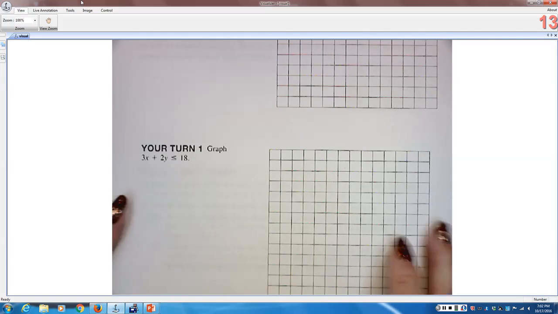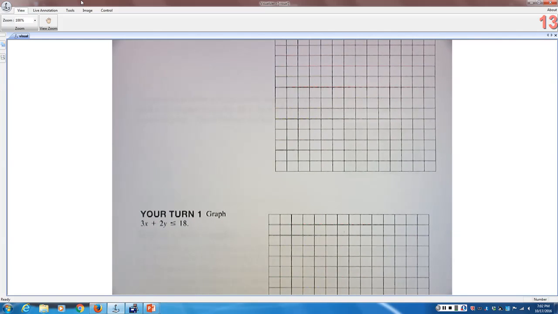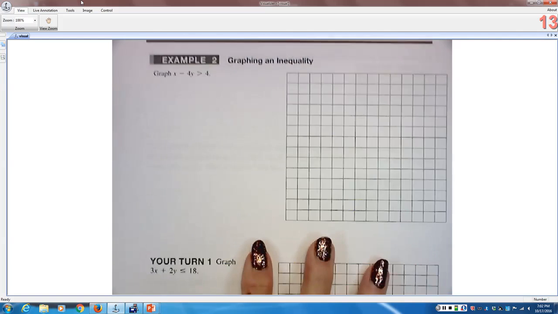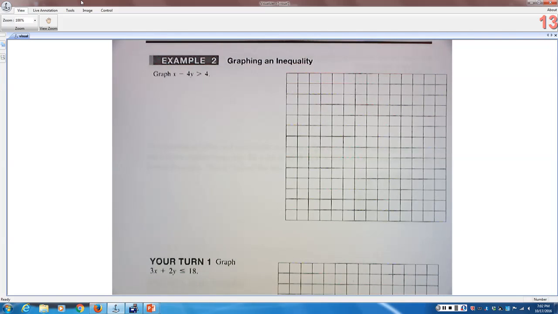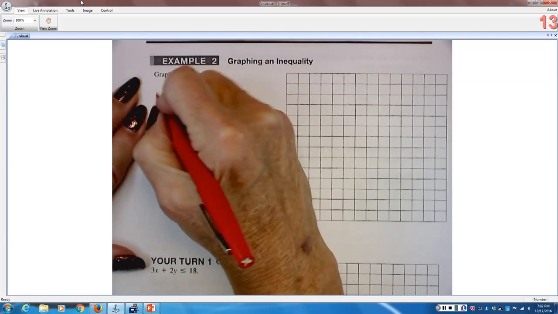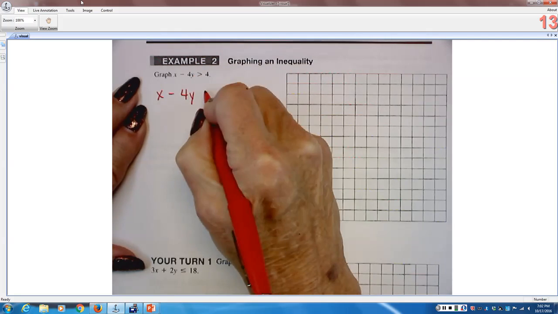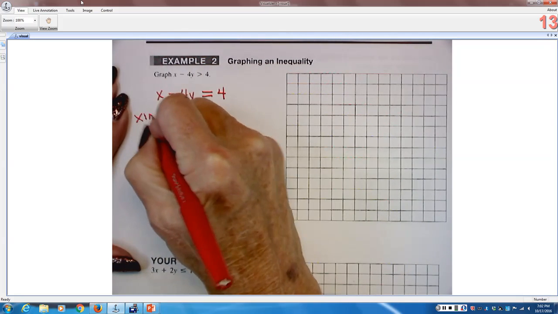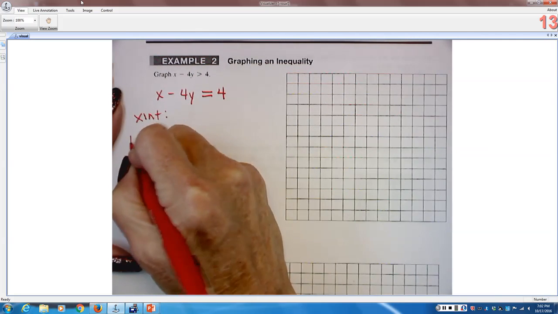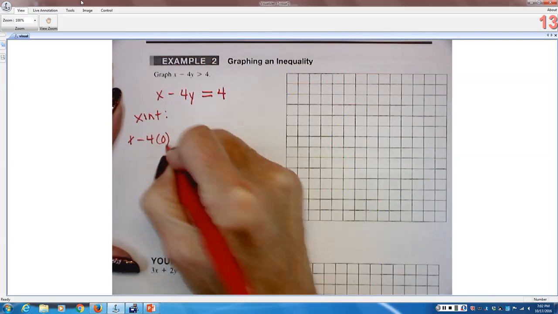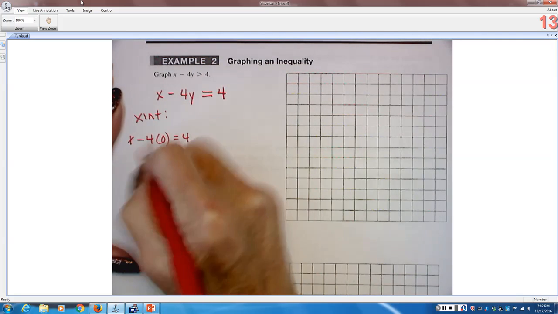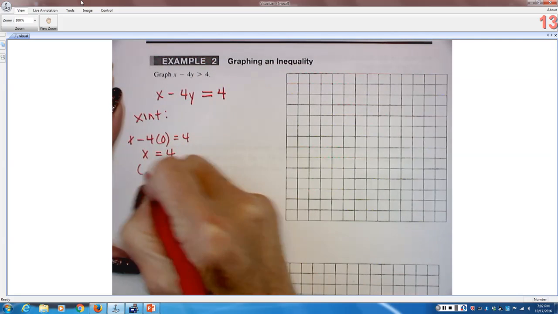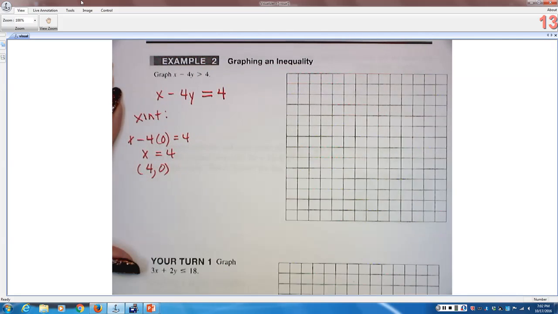Let's try another one. x minus 4y is greater than 4. Again, we're going to start by graphing x minus 4y equals 4. So we're going to find the x-intercept. x minus 4 times 0 equals 4. x equals 4. So we have the point 4, 0.